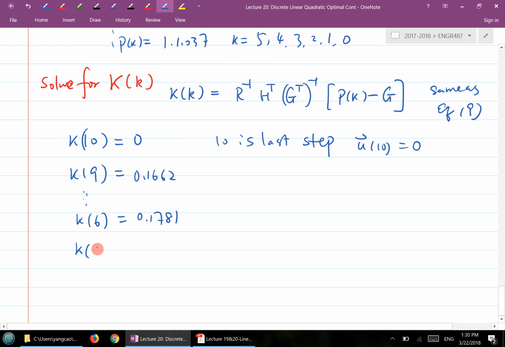So for any other K values, it's the same as this one now: 5, 4, 3, 2, 1, 0, for any other steps. This value here, we call the steady state gain value.